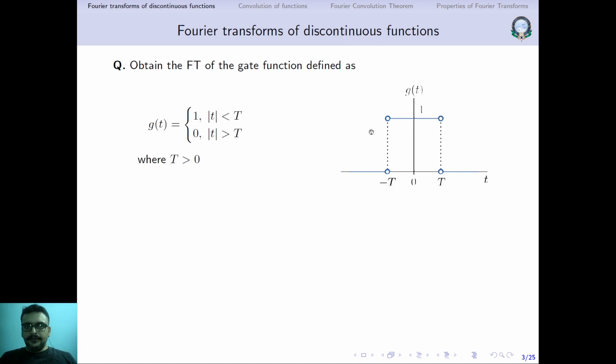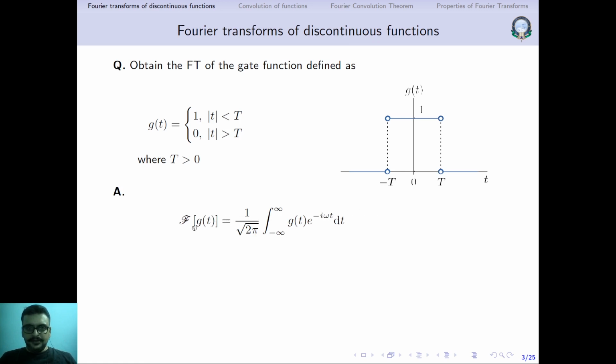Now we would like to find out the Fourier transform of this gate function. As I had mentioned in one of my earlier lectures, you can find out the Fourier transform of a function if and only if it is absolutely integrable. In this case this function is absolutely integrable, so we can easily find out its Fourier transform. So we will use the definition of the Fourier transform.